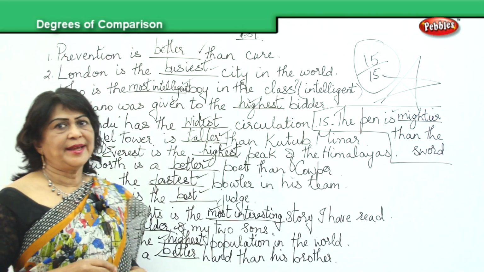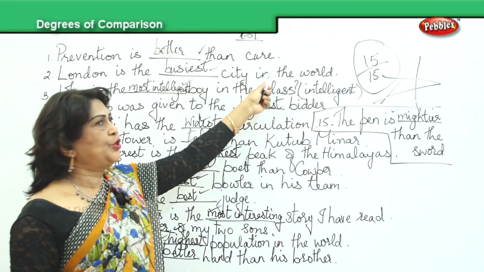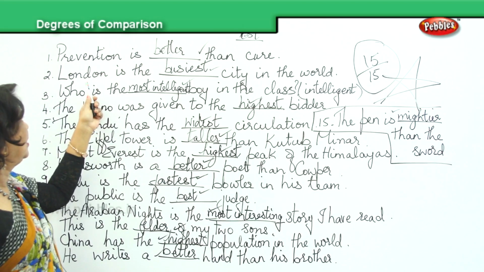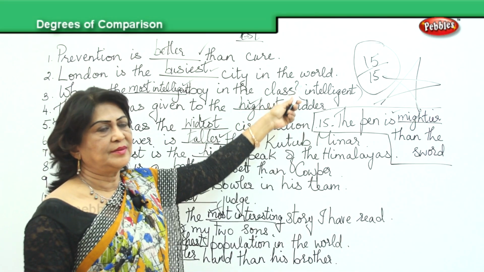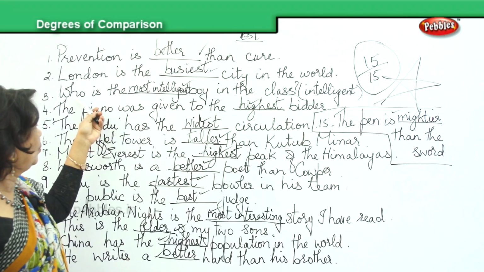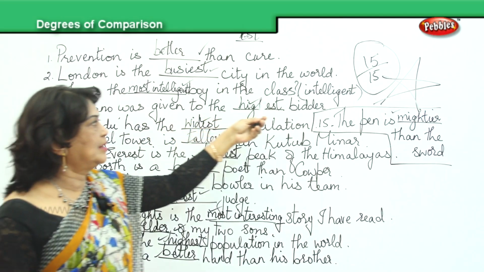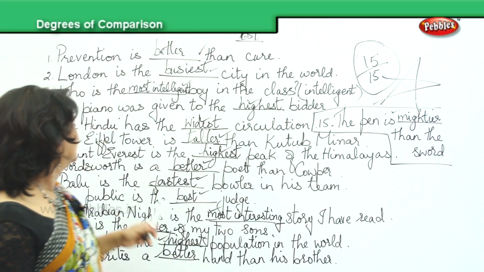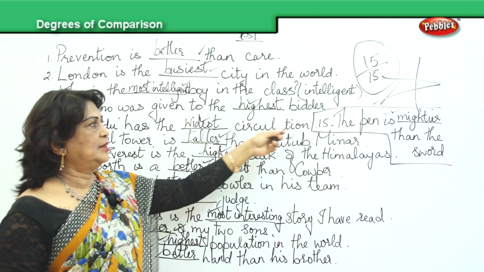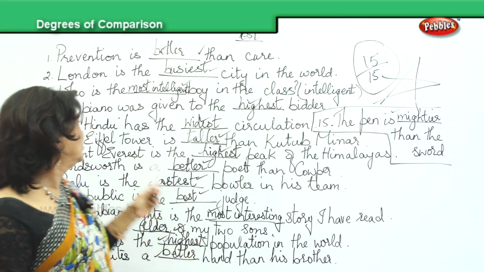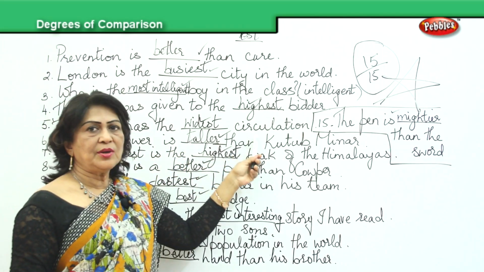Let's work it out again. A recap. Prevention is better than cure. London is the busiest city in the world. Who is the most intelligent boy in the class? The piano was given to the highest bidder. The Hindu has the widest circulation.